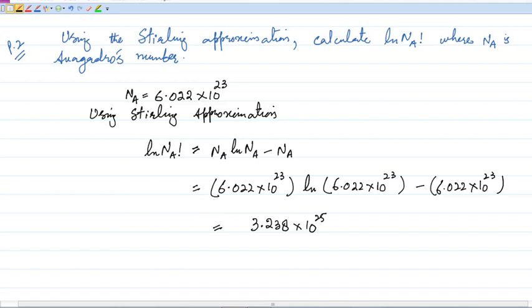Now we will take some of the questions basically asked in CSIR NET.